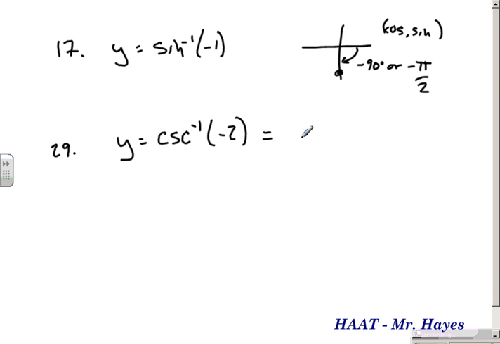What is the reciprocal of cosecant? The reciprocal of cosecant is sine, so the reciprocal of inverse cosecant is going to be inverse sine. Take the reciprocal of -2, that would be -1/2. So you do the inverse sine of -1/2.